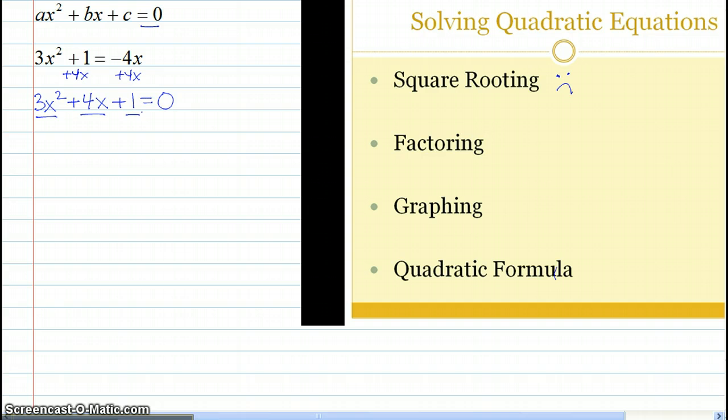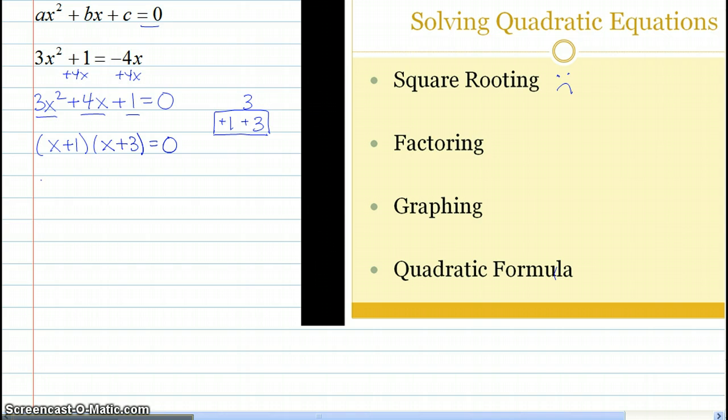Because the a term is a 3, we have to multiply a times c, and we get 3. We want to write out all the factors that multiply to 3, and now they have to add to 4, so that's why we make them both positive. So this would look like x plus 1 and x plus 3, and it equals 0. Now clearly this does not FOIL out to the same thing, so we continue through our steps.